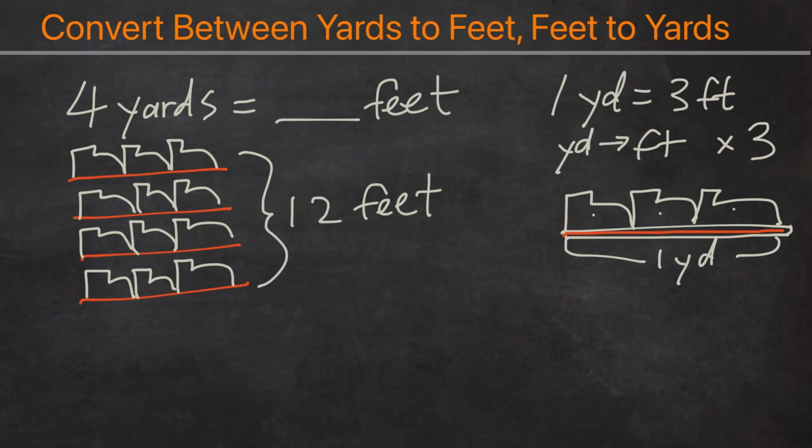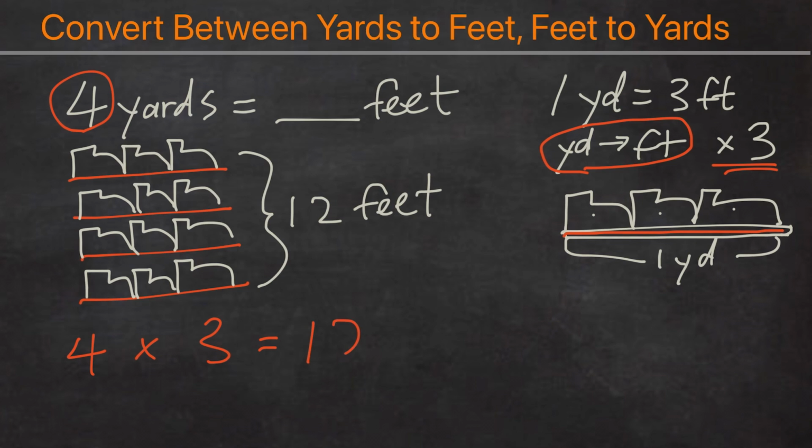When you actually do the multiplication with numbers, you would simply take the number. So we have 4 yards. So 4 times by 3. Because when we convert yard to feet, we multiply by 3. And 4 times 3 equals 12. So the answer for this one is 12 feet.